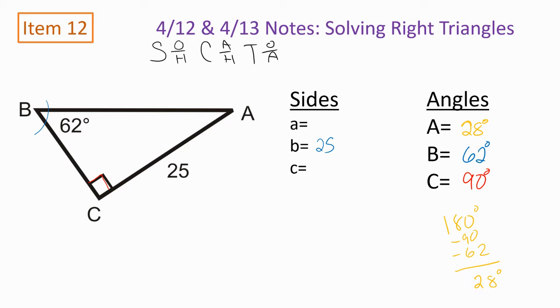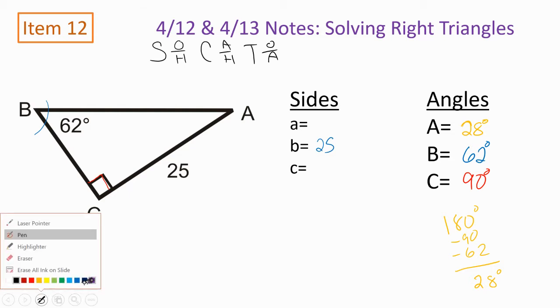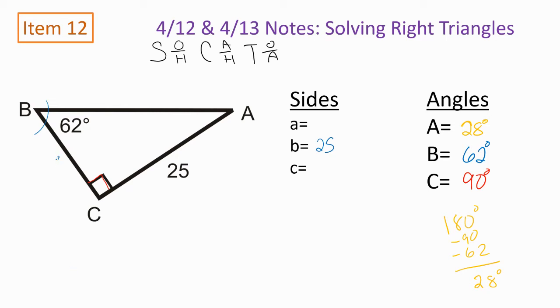And so we're going to go ahead. Let's find side A first. I'm going to call this side A, because it's opposite angle A. We're going to find this side. All right, and so that is our angle.